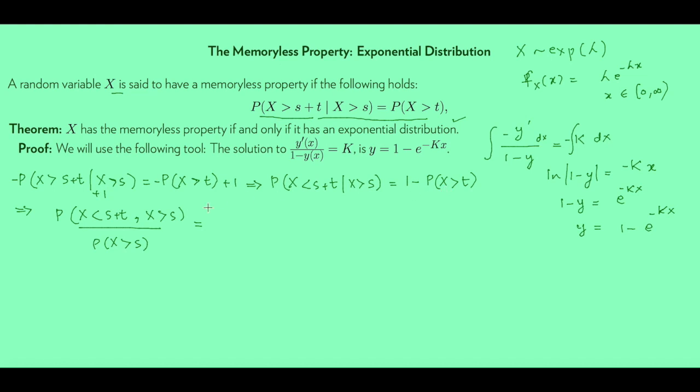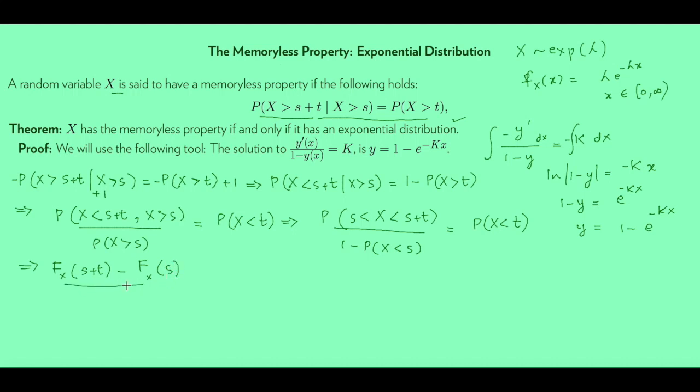This equals 1 minus, so this becomes the probability of X less than t. Correct? Okay, so now I can combine this. I can say the probability of X greater than s but less than s plus t, divided by 1 minus the probability of X less than s, is equal to the probability of X less than t. Correct? Now I can write this in terms of the CDF. So the CDF of X at s plus t minus the CDF of X at s, divided by 1 minus the CDF of X at s, is equal to F_X of t.